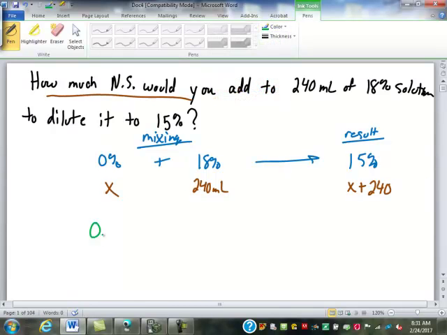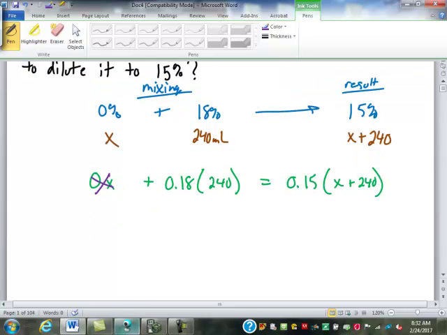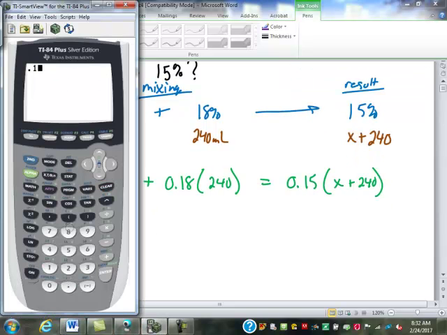So 0% is just 0 times X. 18% is 0.18 times 240. That's going to equal 15% is 0.15 times X plus 240. 0x, of course, just cancels out, disappears, nothing to do with that. 0.18 times 240 is 43.2.